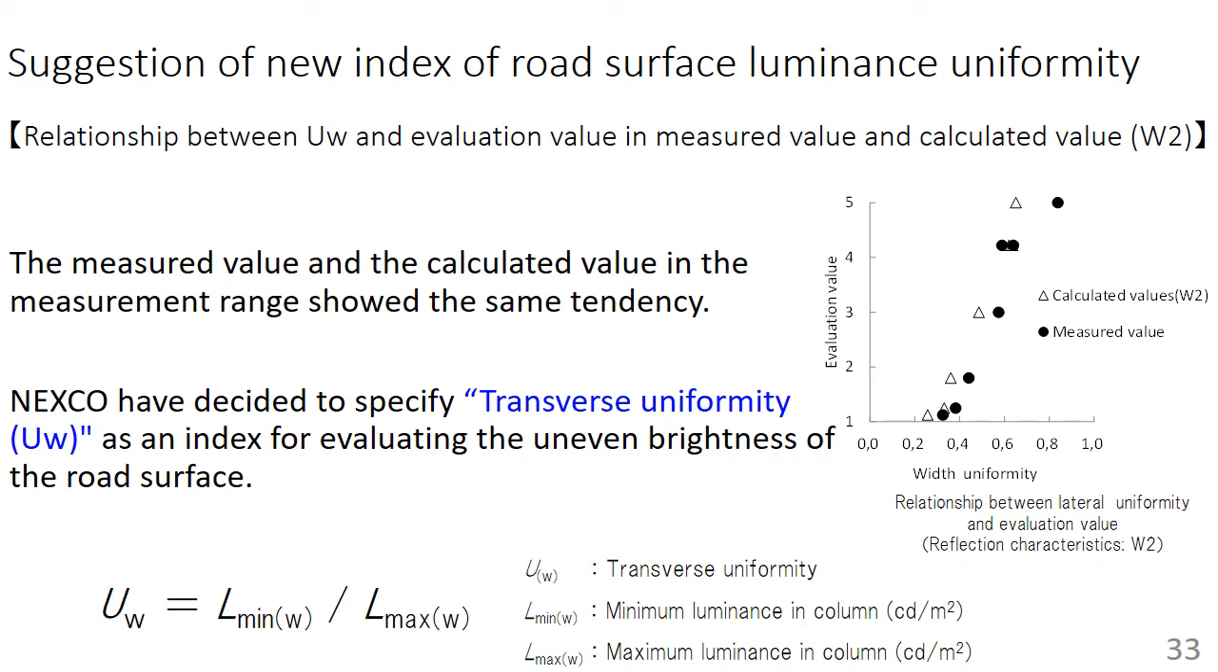Considering the reproducibility of the calculated value with respect to the measured value, we decided to calculate the luminance distribution using the reflection characteristic W2. We verified the relationship between UW and the subjective evaluation value from the brightness distribution data of the measured value and the calculated value using W2. The measured value and the calculated value in the measurement range show the same tendency.